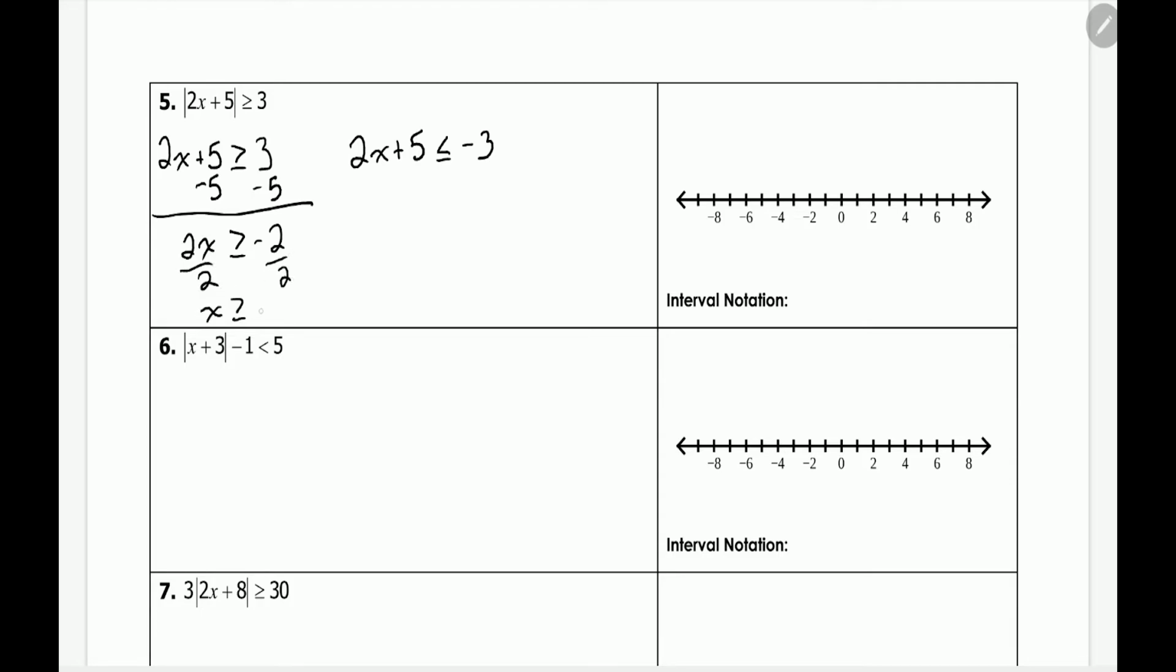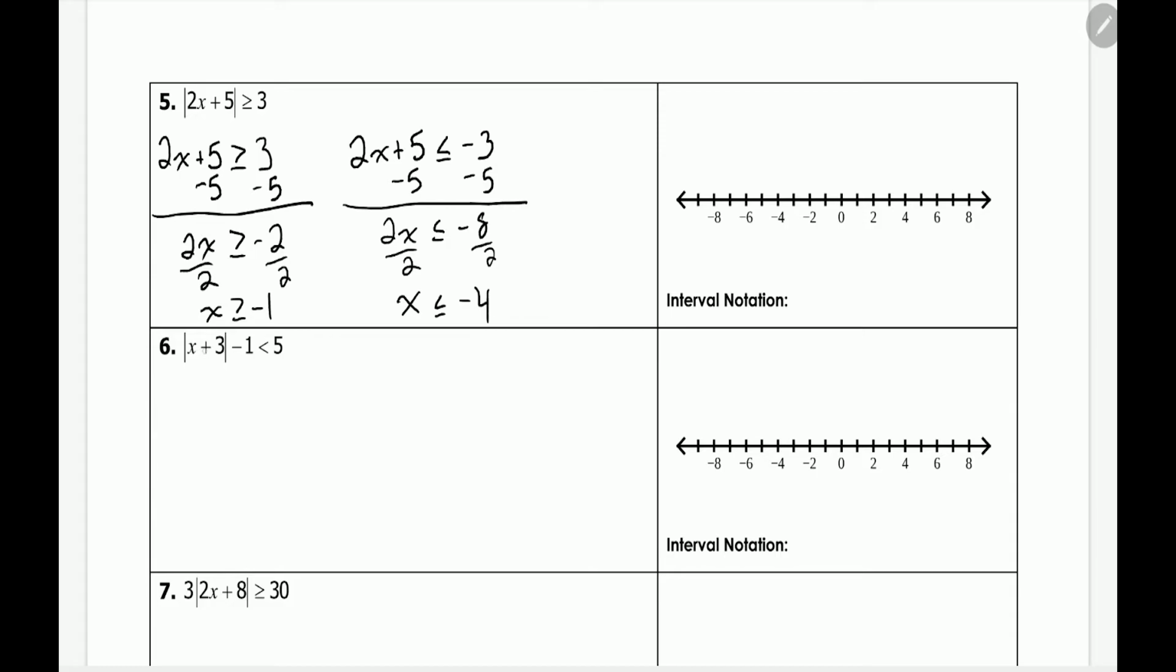X is greater than or equal to negative 1. For this one, we subtract 5 from both sides. We have 2x is less than or equal to negative 3 minus 5, which is negative 8. We divide by 2. That leaves us with x is less than or equal to negative 4. All right, let's go ahead and graph these.